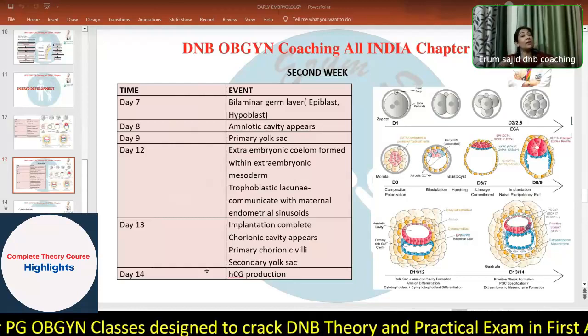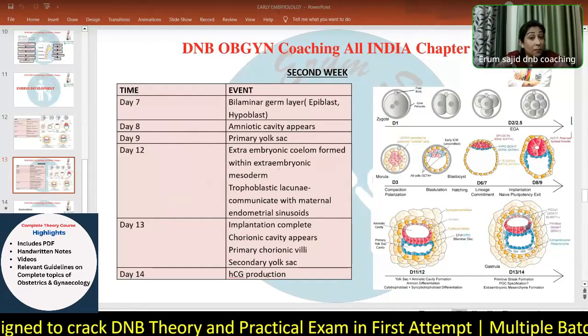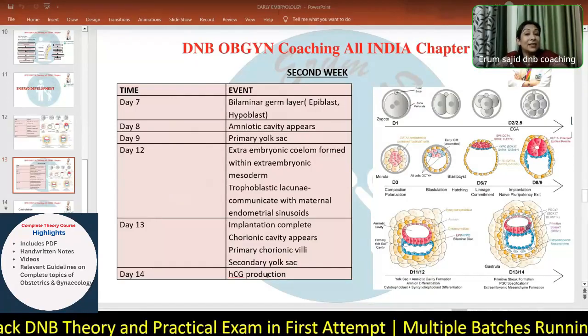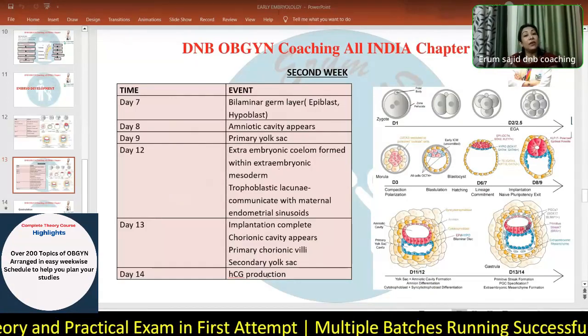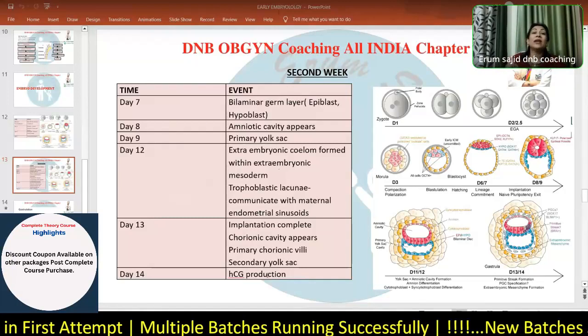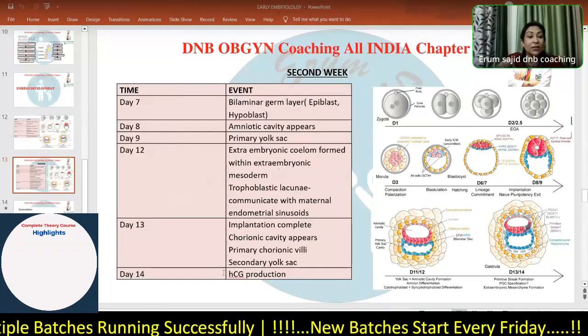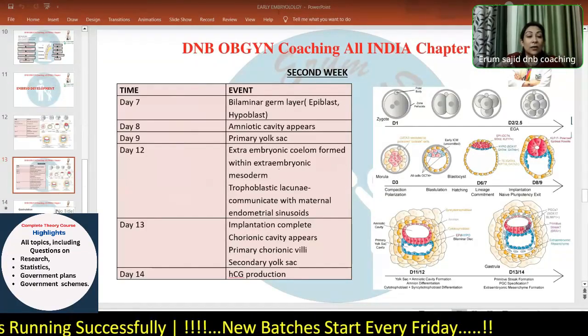And by day 14 here comes the applied embryology. HCG production starts from day 14 from the day of fertilization. So the day you have a missed period, if you try to do the UPT test, because of this HCG production, it comes out to be weak positive, and then slowly it starts getting darker and darker. The lines become more and more dark.